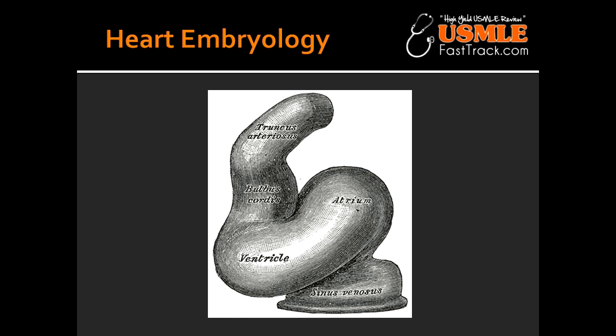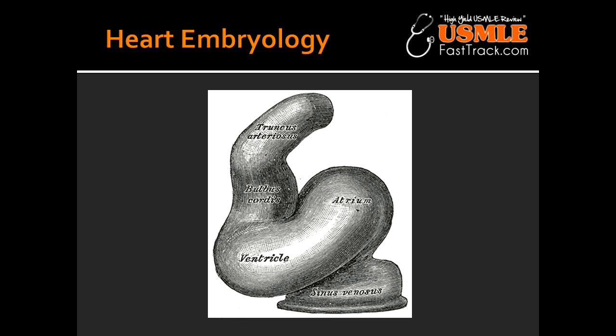What does the embryonic structure, primitive ventricles, become? Primitive ventricles become the trabeculated left and right ventricles. What does the embryonic structure, primitive atria, become? The primitive atria become the trabeculated left and right atria.